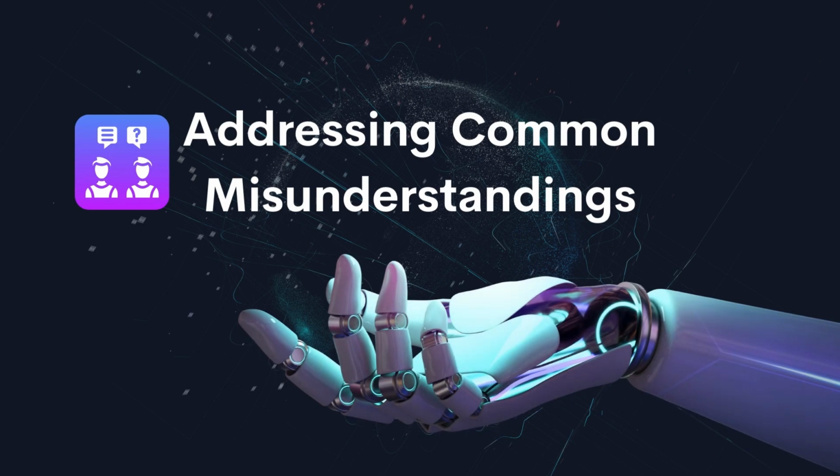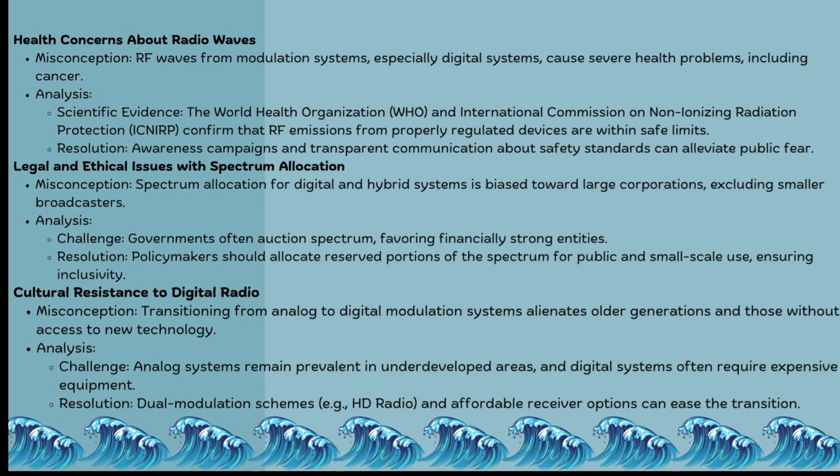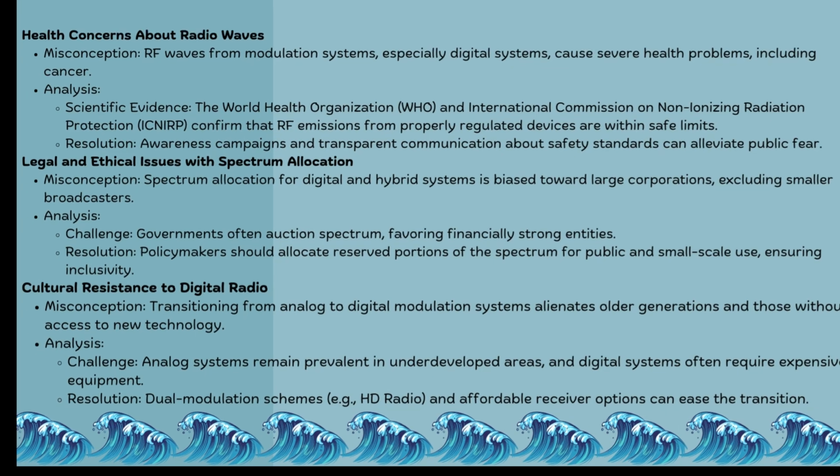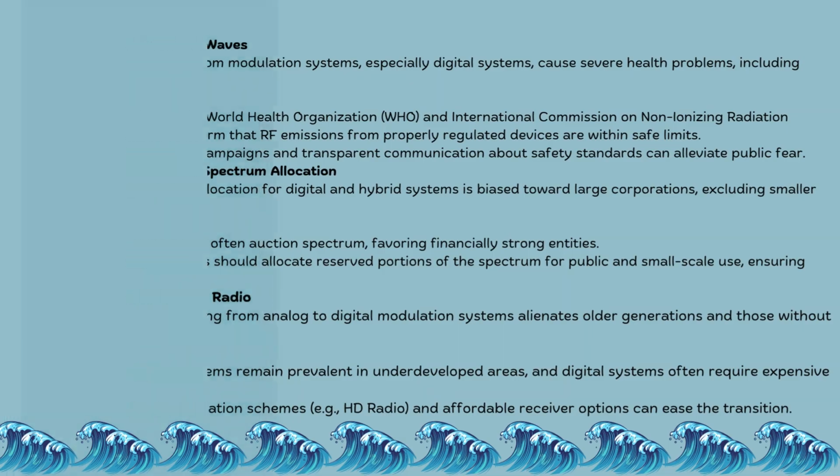Next we will move to addressing common misunderstandings that appear in this chapter. Common misconceptions about radio modulation include health concerns, legal fairness, and cultural resistance. Scientific evidence from organizations like WHO confirms that RF emissions from regulated systems are safe, while policymakers can address spectrum allocation biases by reserving portions for smaller broadcasters. To ease the transition to digital systems and address cultural resistance, dual modulation schemes and affordable equipment can ensure inclusivity and accessibility for all.